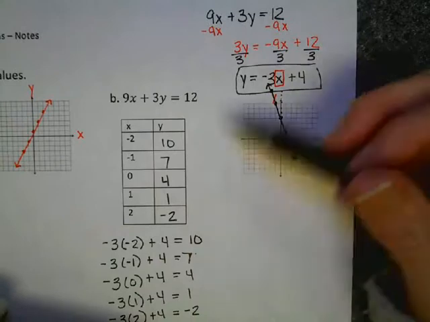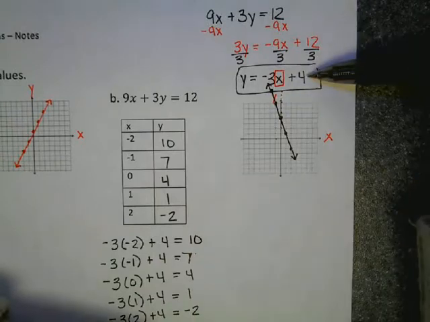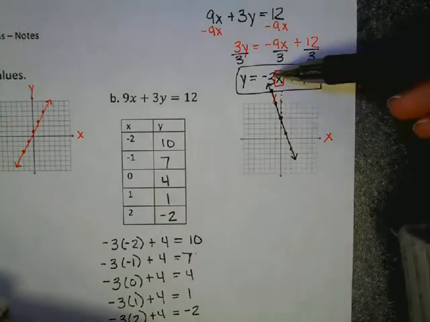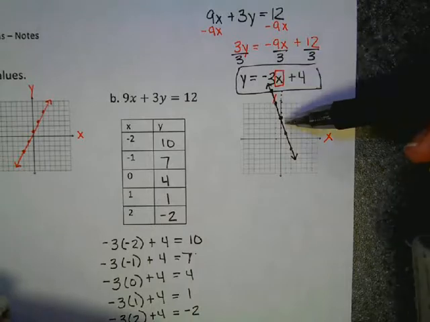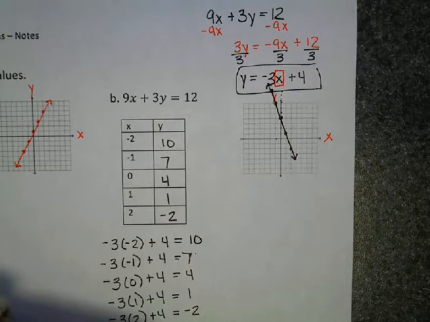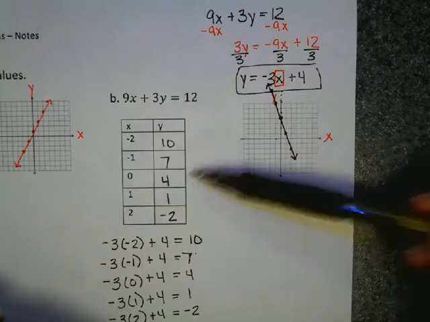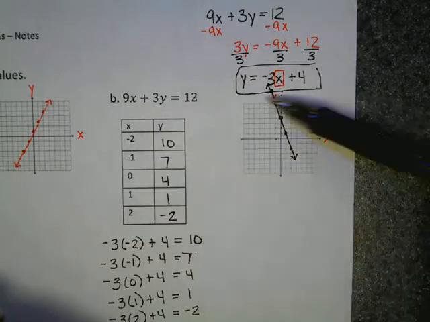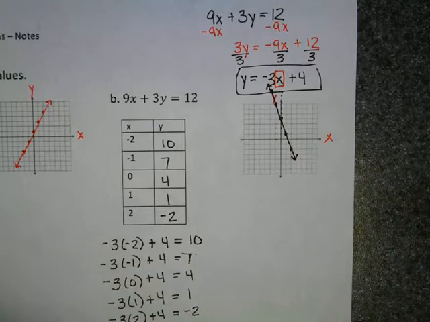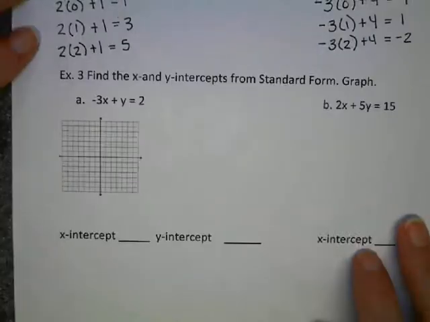One thing you can always double check to see if your table makes sense: notice, is the y-intercept at 4? Yes. Is the graph going down 3 over 1? Yes. So I know that even using the table version or the slope-intercept form version, these two should match. Okay? Alright, let's do x and y intercepts.